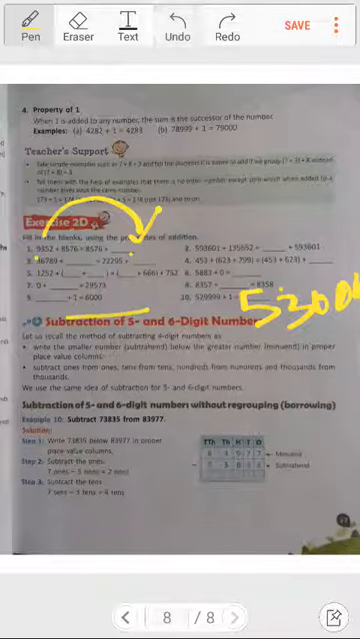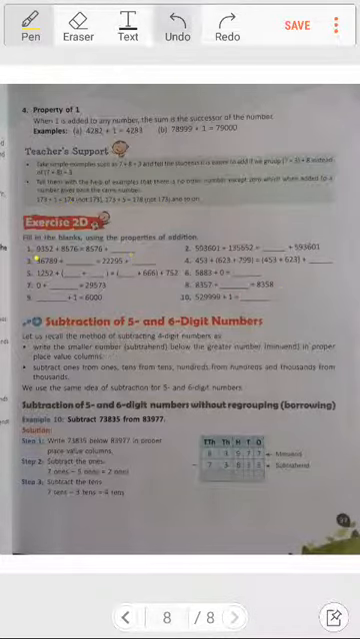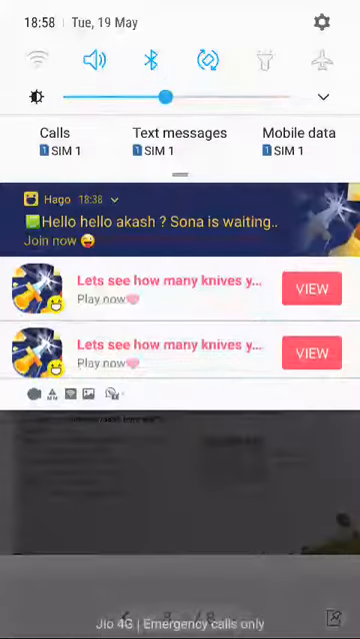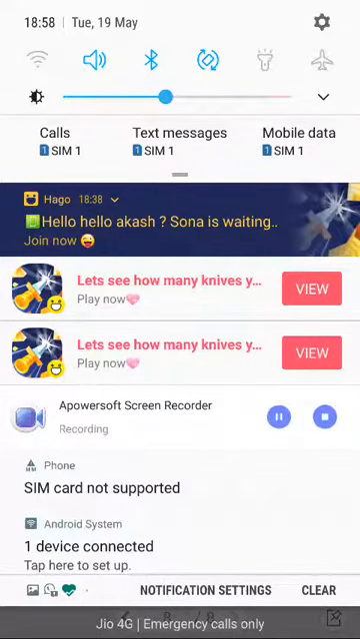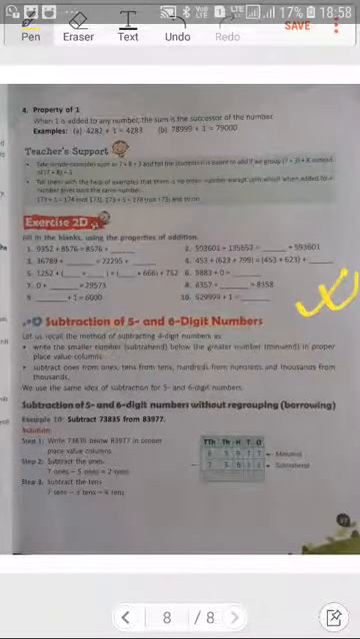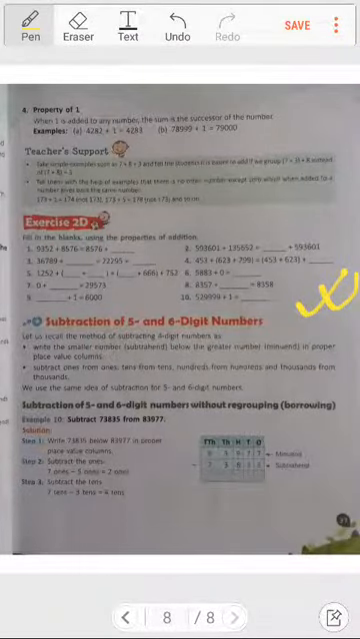Now if you see, there is subtraction of 5 digit and 6 digit numbers. Actually addition and subtraction are also of the same type, and this is the last page, so I will try to explain each and everything present on this last page. I will also be giving you the written solution of this page, so that with that written solution we will know how to make that exactly.